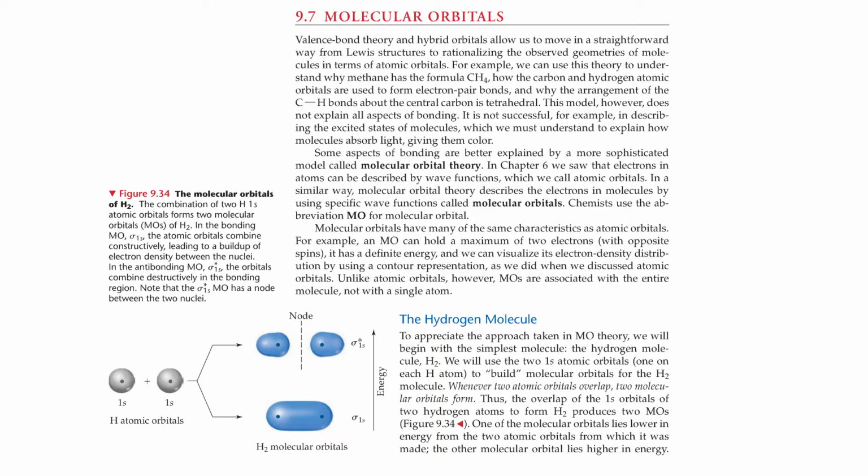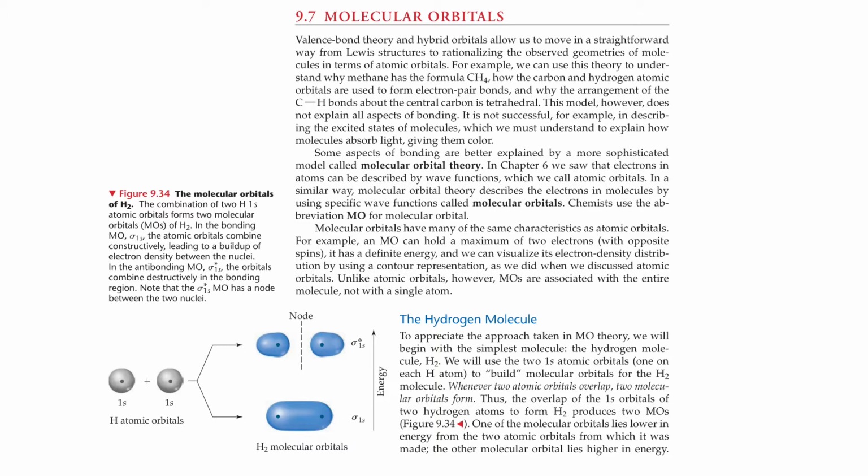In Chapter 6, we saw that electrons in atoms can be described by wave functions, which we call atomic orbitals. In a similar way, molecular orbital theory describes the electrons in molecules by using specific wave functions called molecular orbitals. Chemists use the abbreviation MO for a molecular orbital.